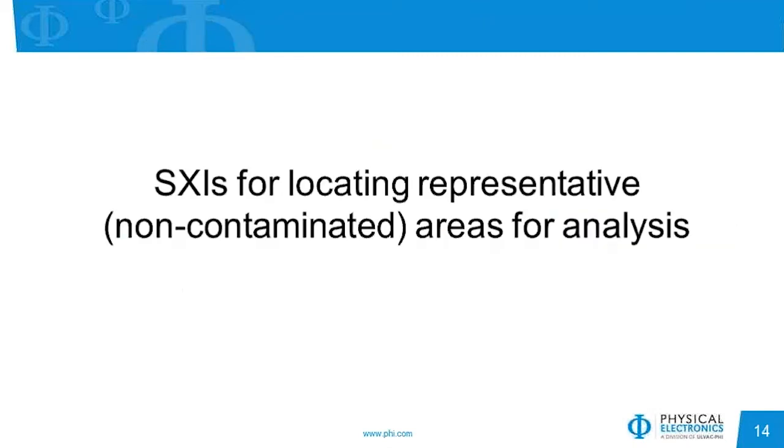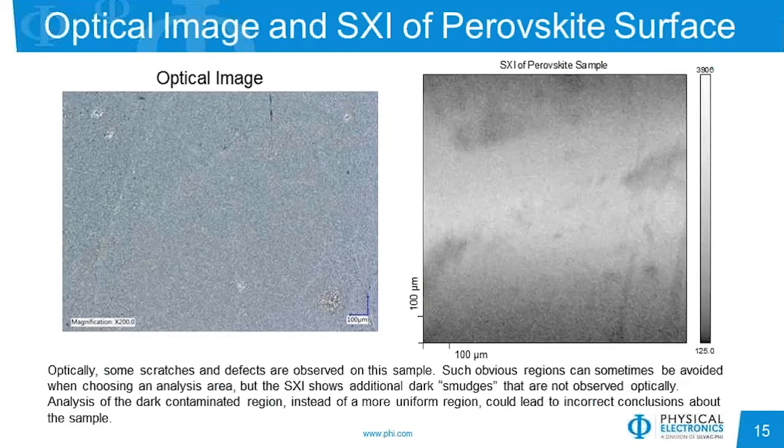The next example is showing how we can use SXI to locate representative areas for analysis. The sample here is a Perovskite material, and in an optical image taken before the analysis, we can see that there are some obvious cracks and defects in some of the corners and outer edges of the image. However, in the central area of the image, it looks somewhat uniform. But once we put it into the system and collect an SXI within a few seconds, we can see that there are some dark smudge areas in the area that we thought were uniform.